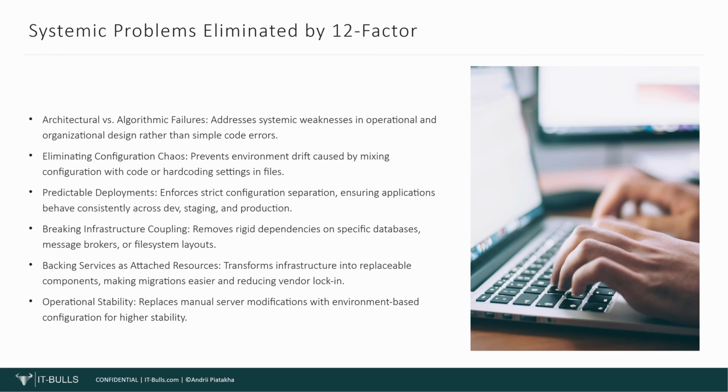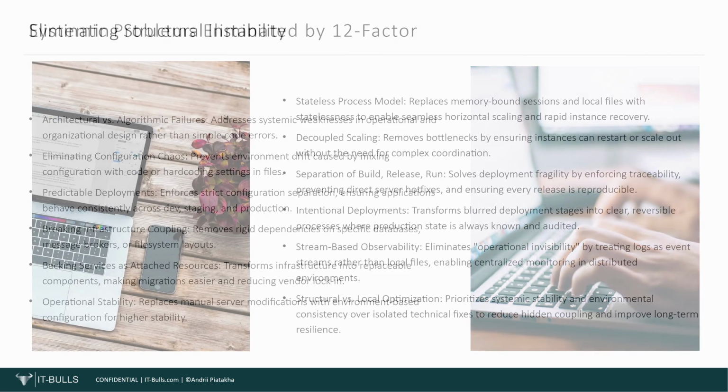Another systemic issue is tight coupling to infrastructure. Applications often assume a specific database, a specific message broker, or a specific file system layout. When infrastructure changes, the application breaks. By treating backend services as attached resources, 12-factor eliminates this rigidity. Services become replaceable, migration becomes possible, vendor lock becomes weaker.